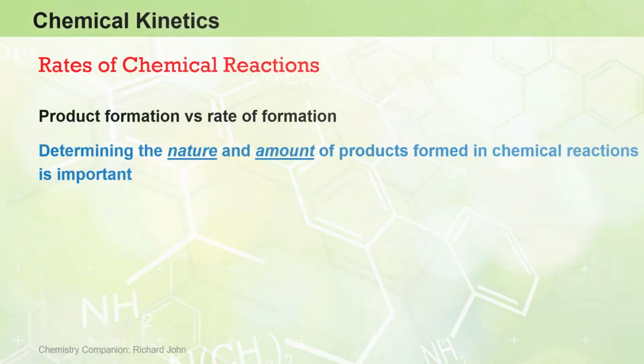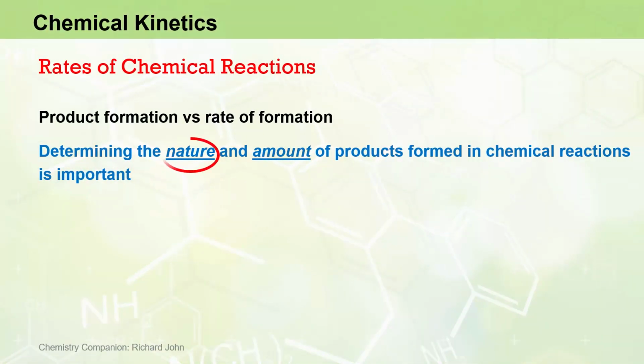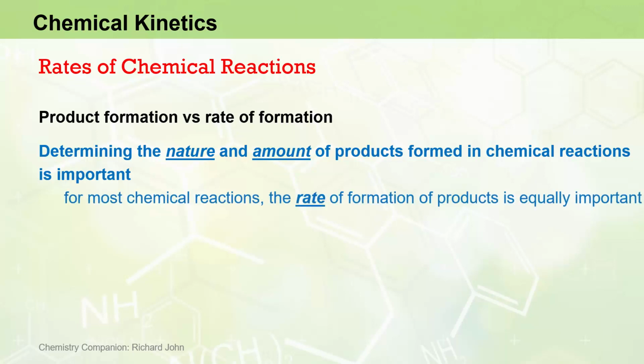We have seen in previous videos how we can predict the nature or identity of products of a chemical reaction from a given set of reactants. And we've also seen how we can calculate the amount of product we might expect from a given amount of reactants. Determining the nature and amount of products formed in chemical reactions is obviously of considerable importance in many environmental, industrial, and biochemical applications. However, for most chemical reactions, the rate of formation of products is equally important.